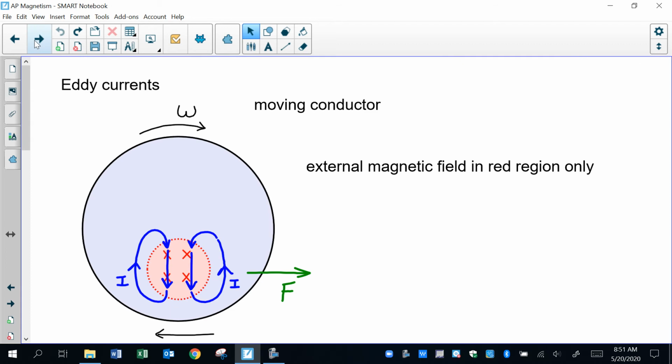Okay, eddy currents. So this right here is how you would actually use a magnetic braking system. What you have is a large conductor. It's a wheel. It's a rotor. So this could be like something on your car. It is rotating around. What we have is an external magnetic field in the red region. So right here, we have a tiny little section where I have a magnetic field pointing through. And in this case, I have it pointing straight in.